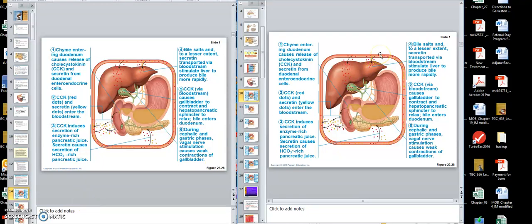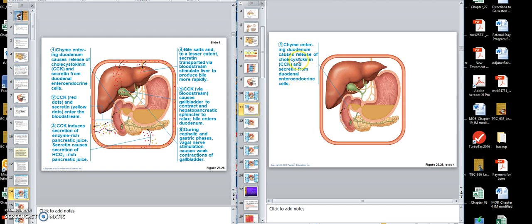Okay, class, let's talk about the gallbladder. Let's go step by step with this document. Chyme enters the duodenum, causes release of CCK, which we talked about in secretin, from the duodenal cells, enteroendocrine cells.